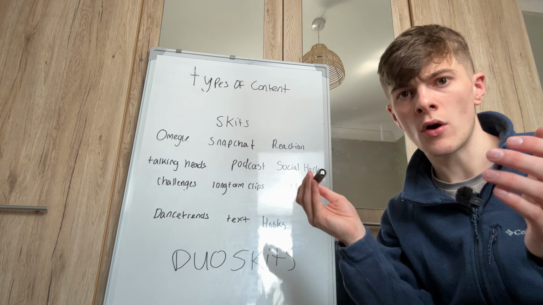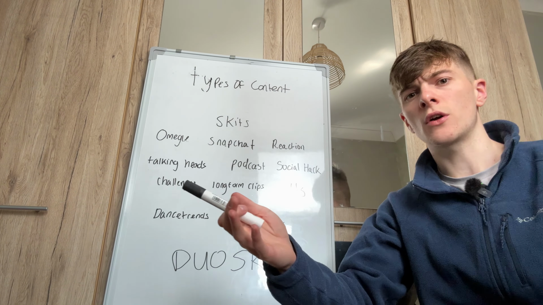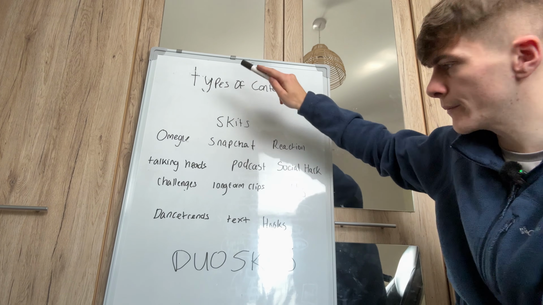Another thing you've got to be aware of is, have you got a cameraman? Because something like duo skits, you're obviously not going to be able to do, because if you haven't got a cameraman or someone else to be in the reels, then it's done. You can't do it. Even though it might appeal to you, you can't film it. So keep that in mind. We'll just jump straight into it.